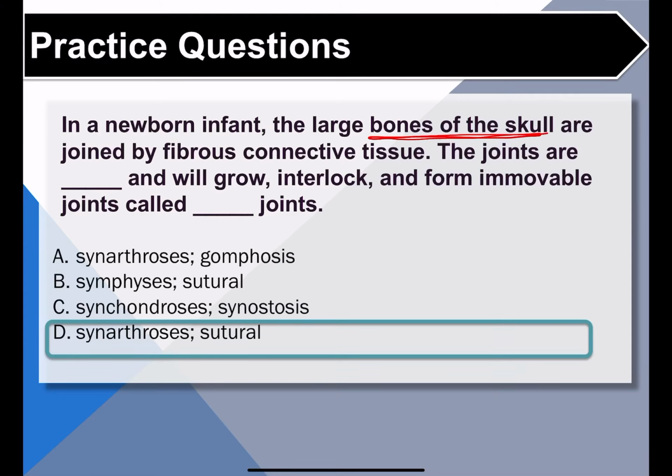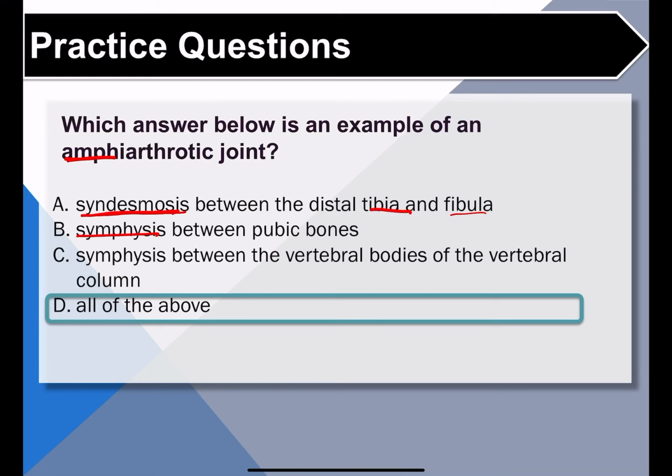Which answer below is an example of an amphiarthrotic joint? Amphiarthrotic, it moves slightly. So you have syndesmosis and symphysis. And don't forget, so those are the syndesmosis. Remember, those are between the tibia and fibula that I said has to have that slight give, because that's what allows your ankles to move. And then the symphysis between pubic bones is what allows for childbirth, for example. And symphysis between vertebral bodies is what allows you to flex a little bit on your backbone.